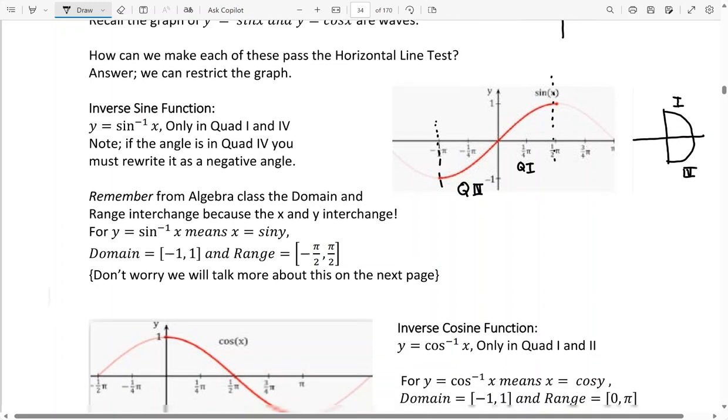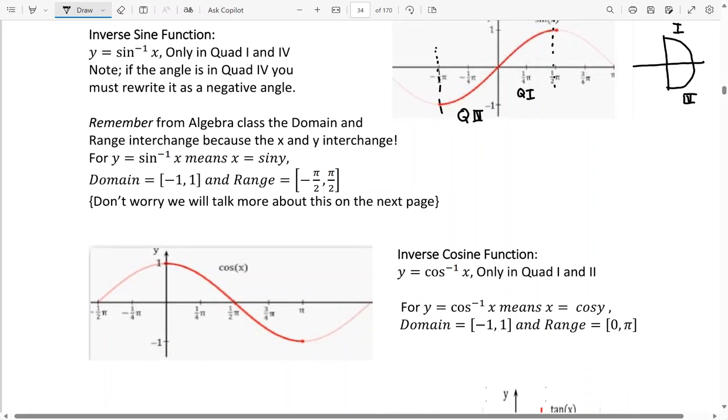I can then find the inverse of it. So remember from algebra class, the domain and range are interchangeable because the x's and y's get flipped. So the domain of the regular trig function is now going to be the range of the inverse, and vice versa. So for here, the domain for the inverse function is going to be from negative 1 to 1, and the range, the output, is going to be some angle answer between negative pi over 2 and pi over 2.